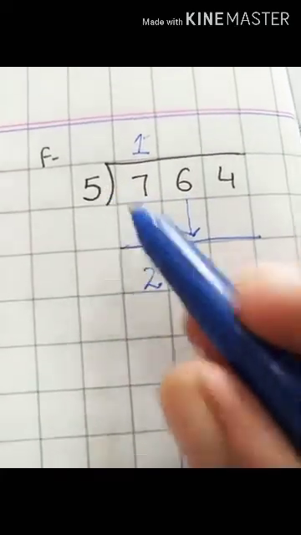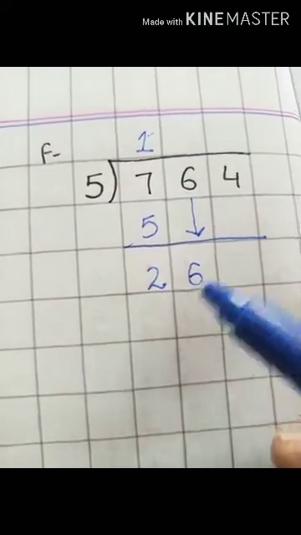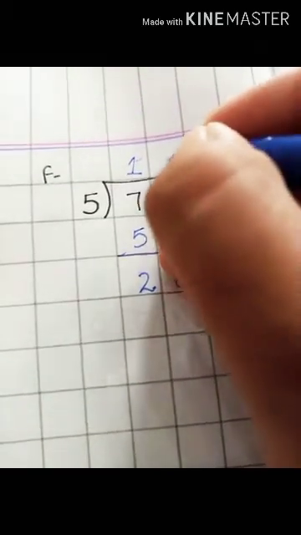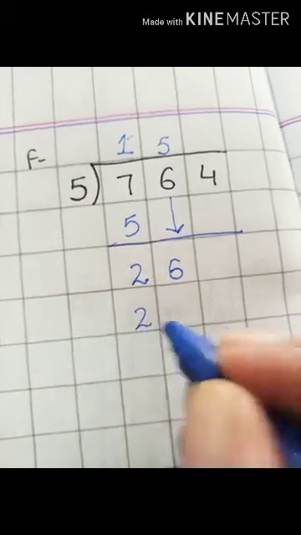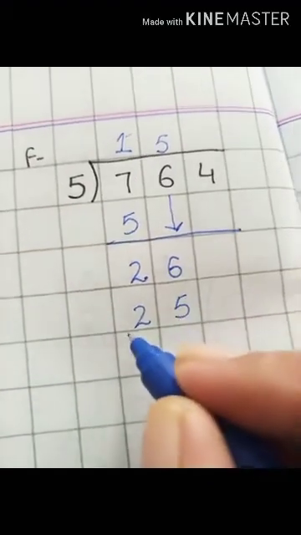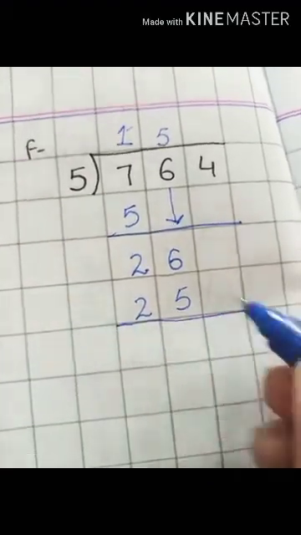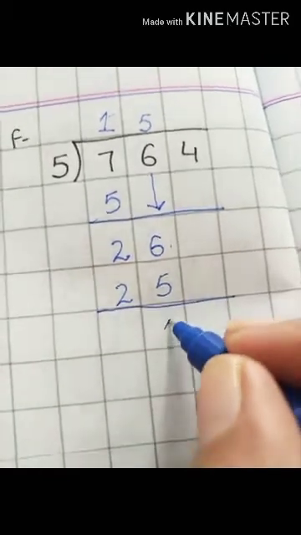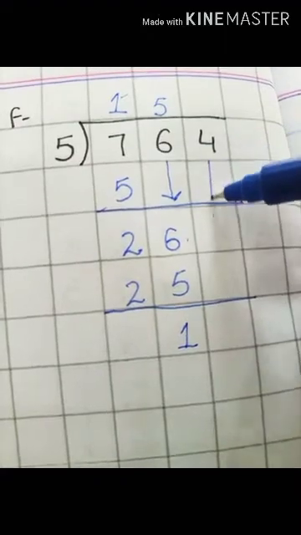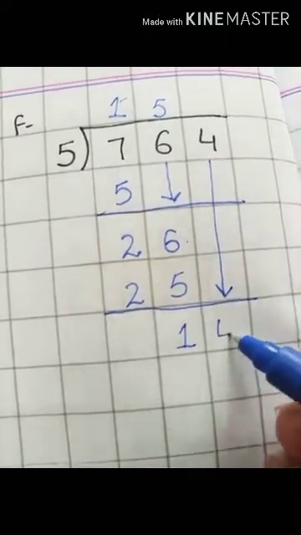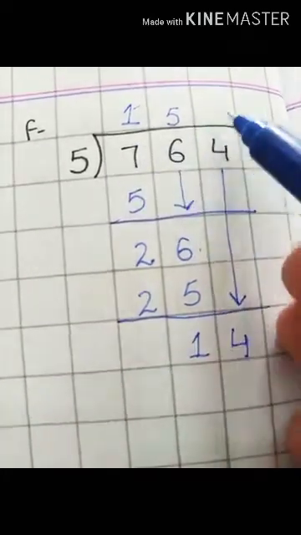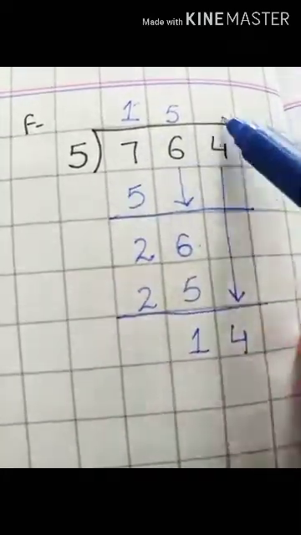Now students, read the table of 5 till the number 26. Yes, 5 5s are 25. Here I am writing the number 25. Next step is subtraction again. Now 6 minus 5 is 1. This one is again smaller than my divisor, so I am taking this 4 down here, and this number will become the number 14. 5 1s are 5, 5 2s are 10 and 5 3s are 15.